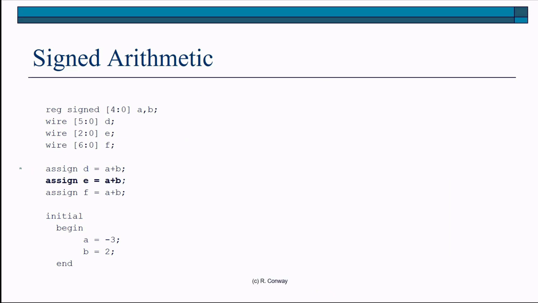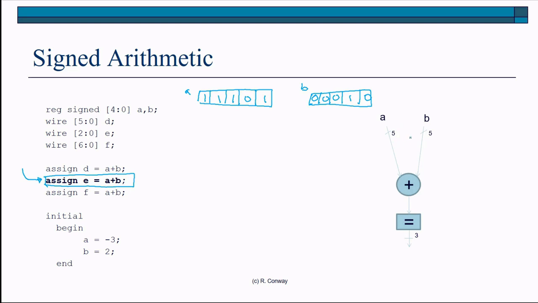Here is another example, and this time we take this assignment. A and B have the values shown, and the expression tree looks like this. We start by identifying the sizes of the operands in the expressions. So we've got 5 and 5 for A and B, and the left hand side has a size of 3 bits, and our left hand side is E.